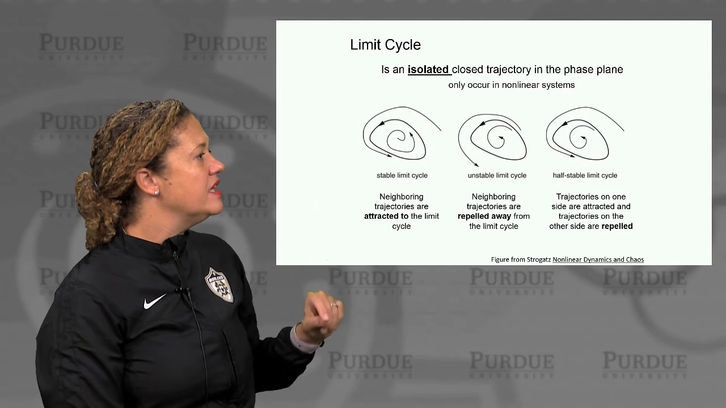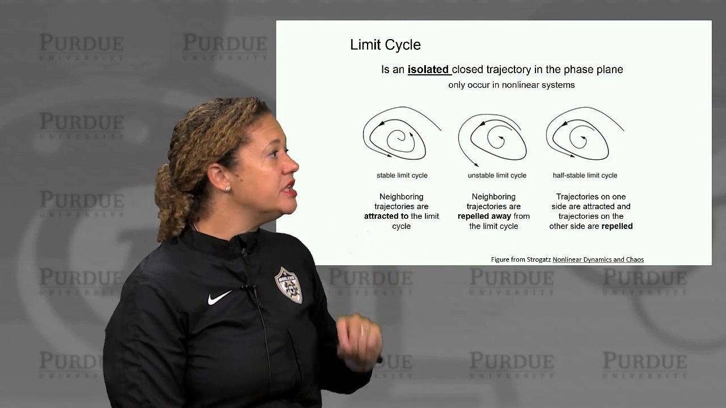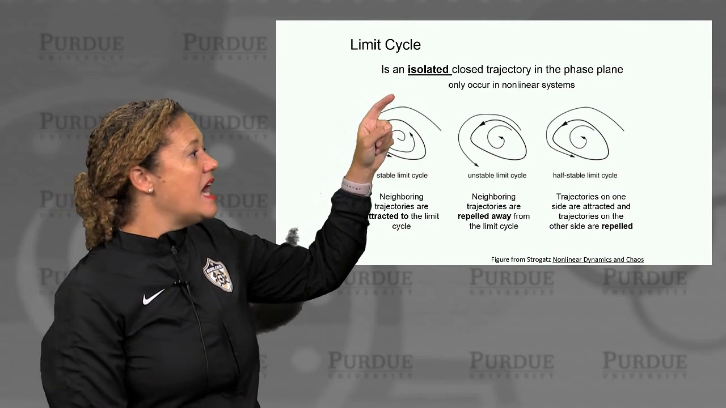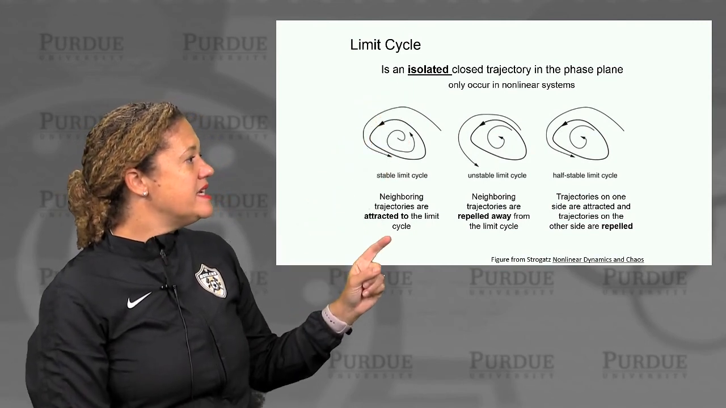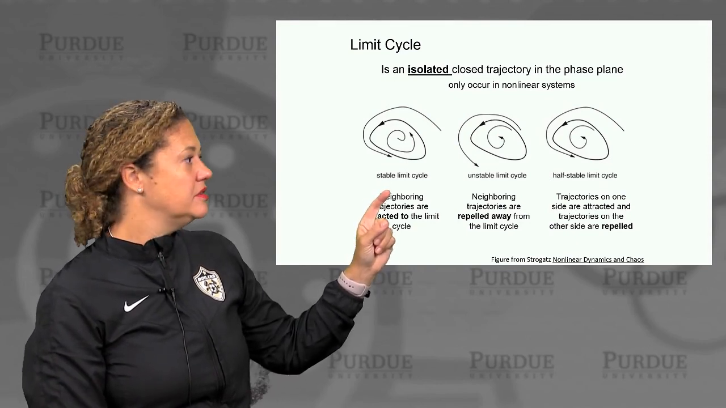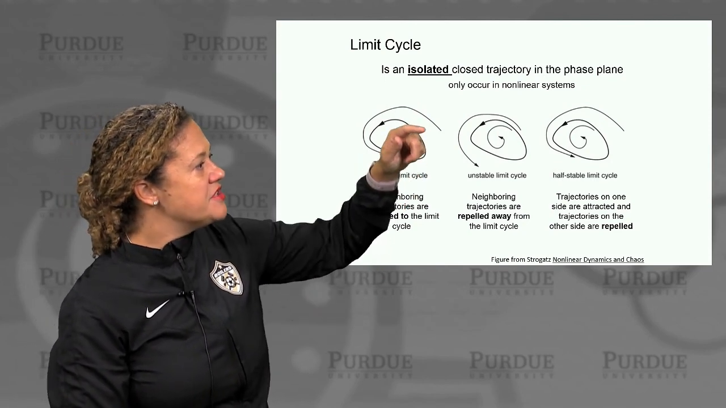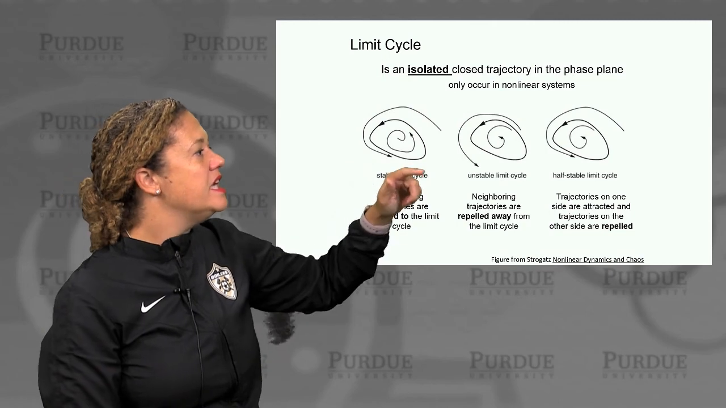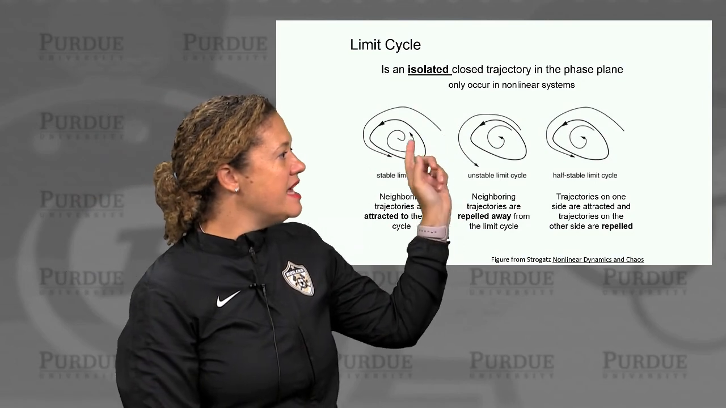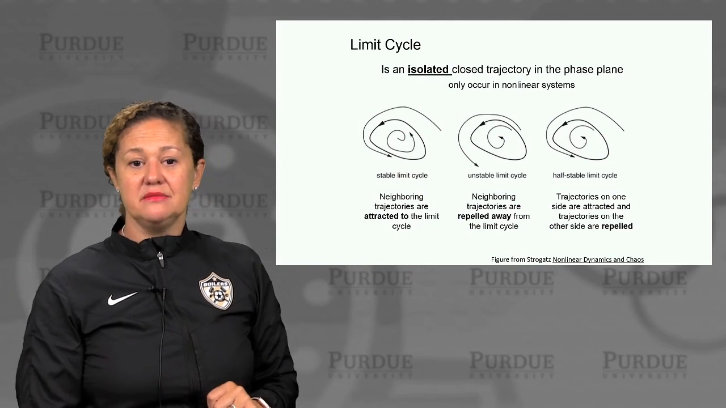So a limit cycle is an isolated closed trajectory in the phase plane. And these really only occur in nonlinear systems. Because this is an isolated closed trajectory, if this limit cycle is stable, neighboring trajectories will be attracted to the limit cycle. In other words, if your system starts outside the limit cycle, it will spiral in to your oscillating state. If it's within that limit cycle, it will spiral out until it reaches that stable oscillation.